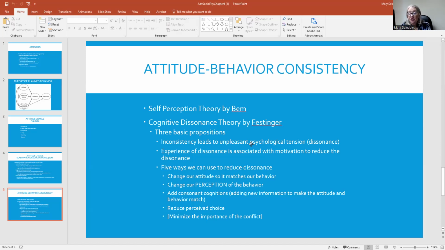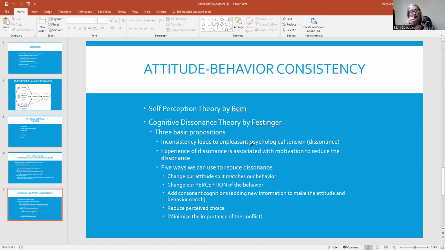A third thing you could do is add consonant cognitions, add new information that make the attitude and the behavior match. So an example here might be, well, ice cream, when you're on a diet, it's really important to have a lot of dairy to make sure that you're getting enough protein, and dairy is good for you. Eating dairy is healthy, and ice cream is dairy. So when I ate that ice cream, it was healthy. And so you can see here, I'm adding new information about the ice cream that now makes the attitude and the behavior match.